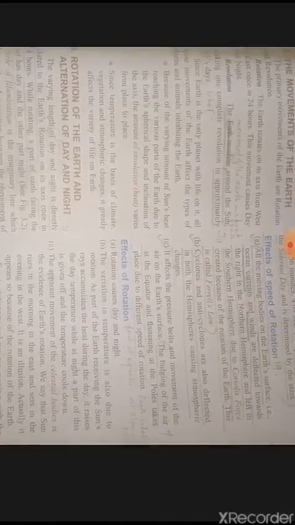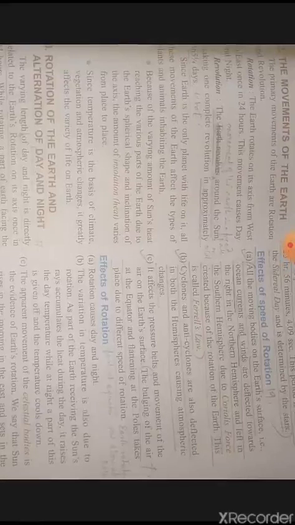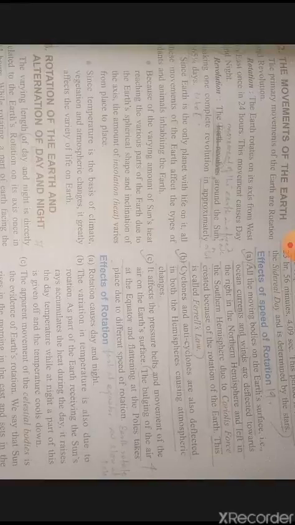Due to the rotation of the earth, there is a consistent change in the direction of winds and the water of the oceans. They are deflected towards the right in the northern hemisphere and towards the left in the southern hemisphere due to the Coriolis force created by the rotation of the earth, which is called the Coriolis effect. It was first discovered by the French scientist Gustave Coriolis.